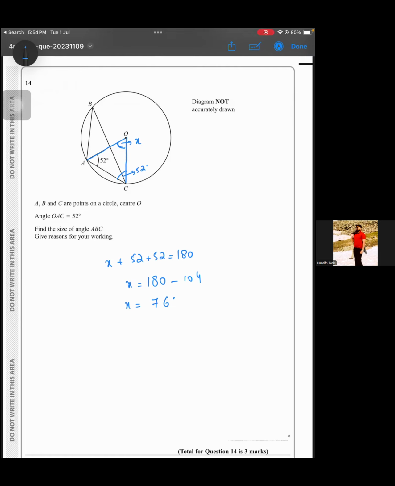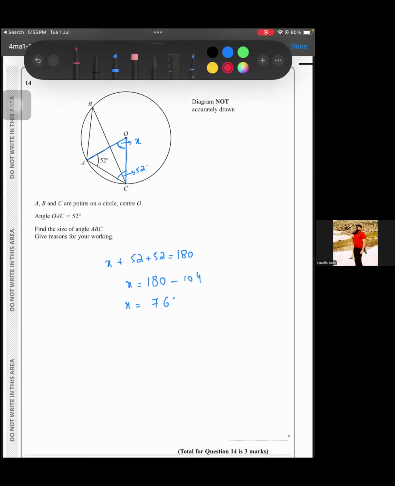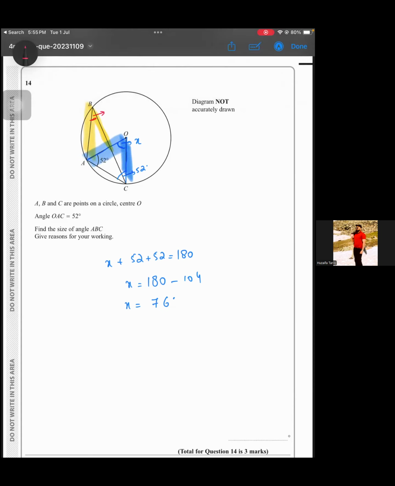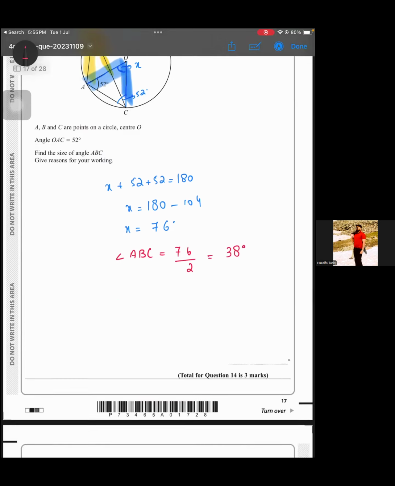Okay, now we need to find this angle, which is basically this A. And we know whenever we discuss the angle at center and angle at circumference, it is basically the half. The angle at circumference is half of the angle at center. So angle ABC is equal to 76 divided by 2. So it is equal to 38 degrees. That will be your answer.